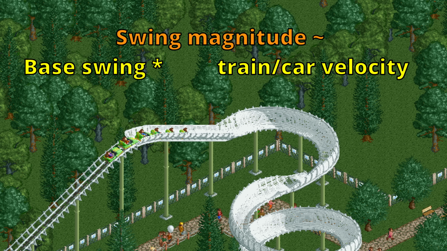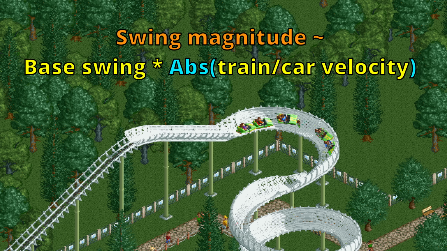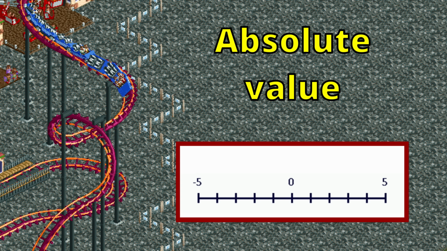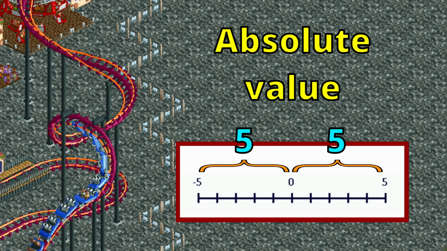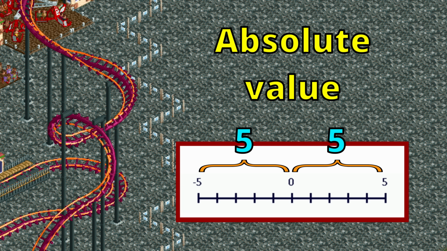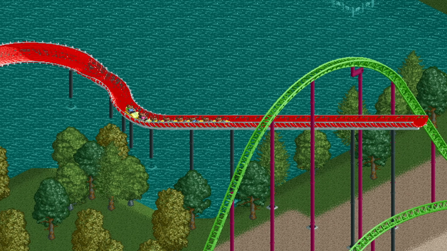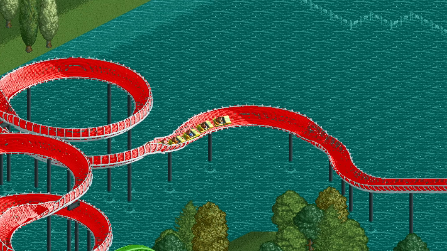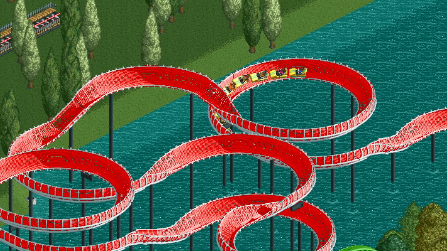It's really quite simple. All we have to do is take the absolute value of the speed before we use it in the calculation. The absolute value of a number is how far it is away from 0, so it gets rid of the minus sign. And that is exactly how it was fixed a few years ago in OpenRCT2 version 0.1.2.